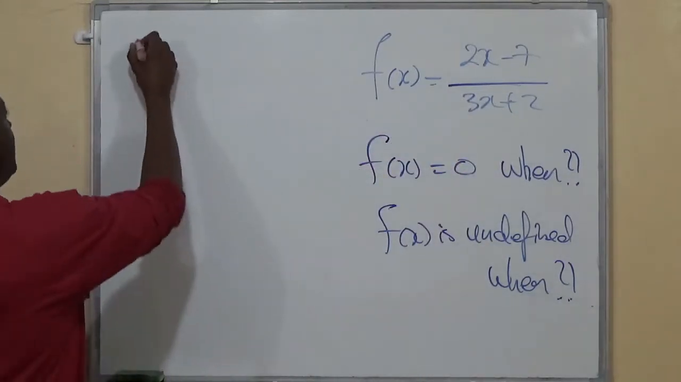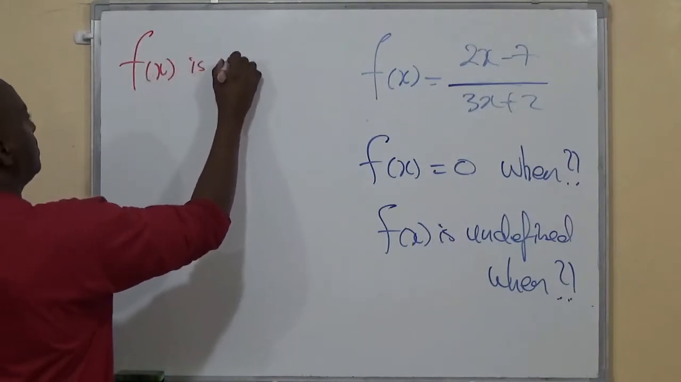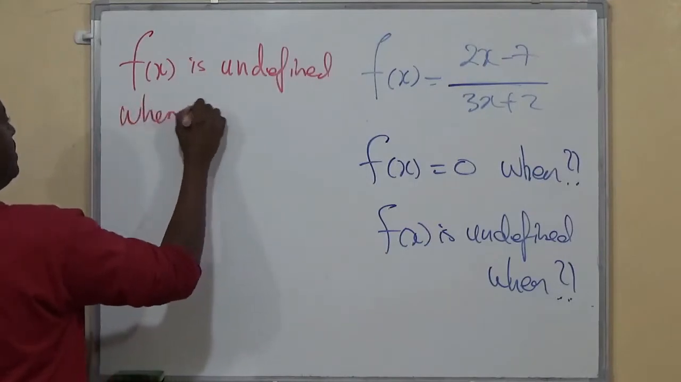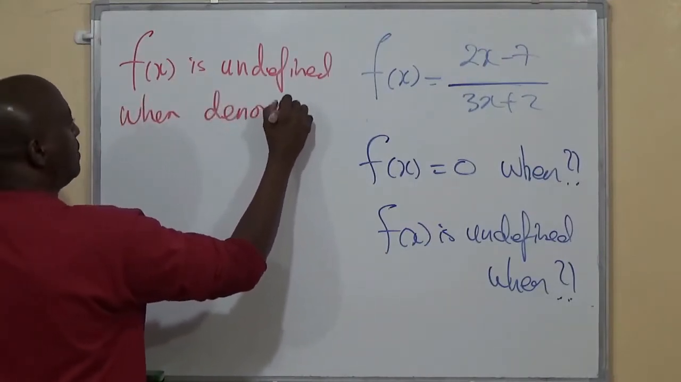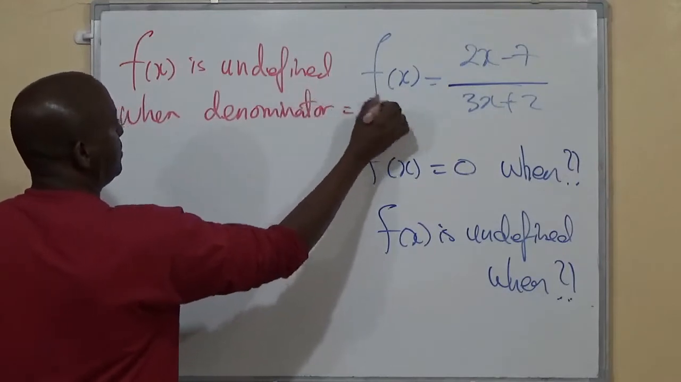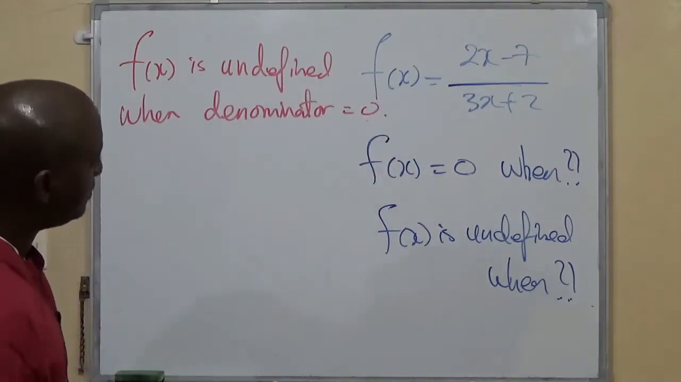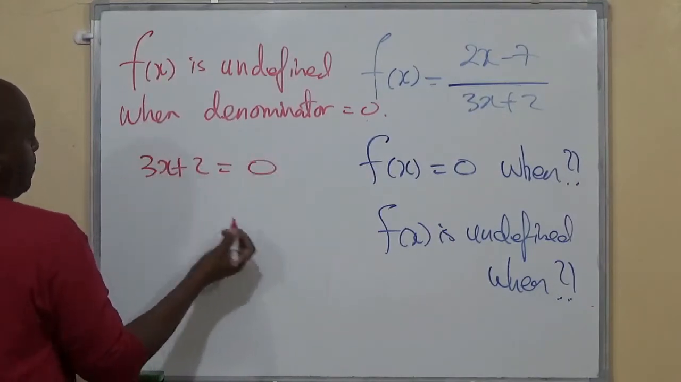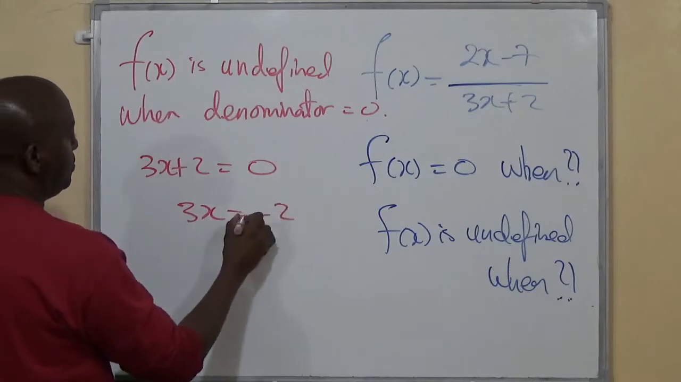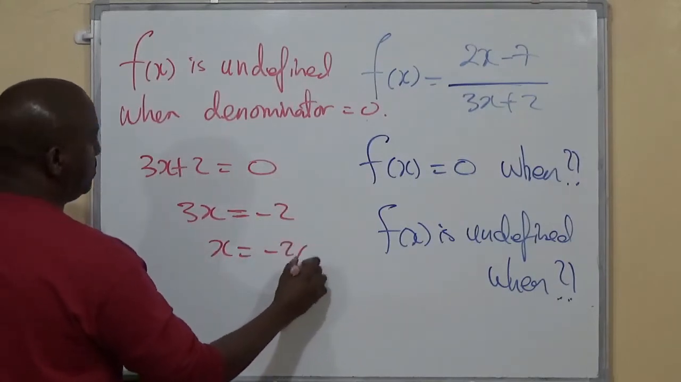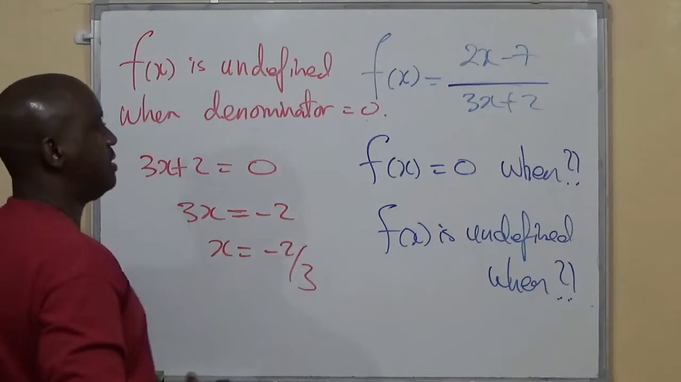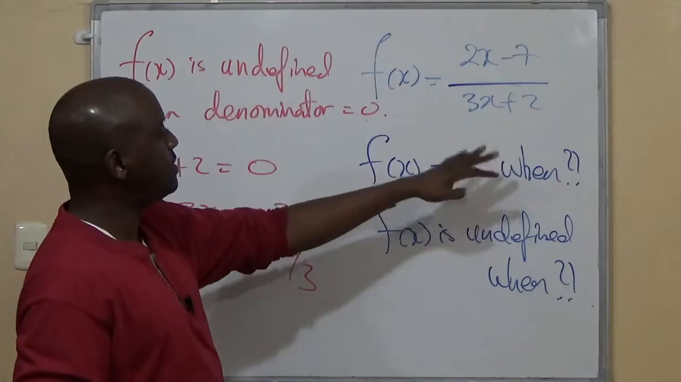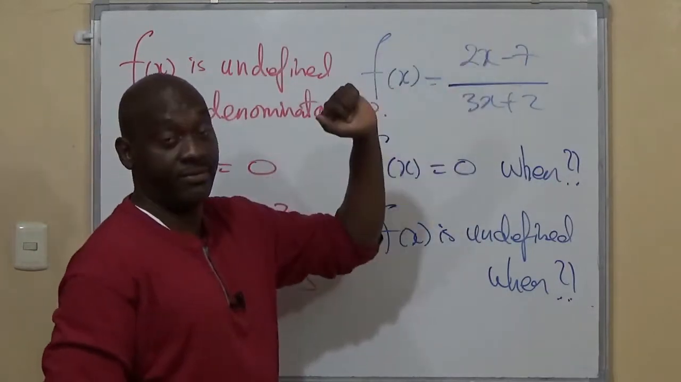So you say that f of x is undefined when the denominator is equal to 0. And if the denominator is equal to 0, it means then that 3x plus 2 is equal to 0, in which case 3x is equal to minus 2, and x is equal to minus 2 over 3. So this function is undefined for x equals minus 2 over 3. This same function is equal to 0 for x equals 7 over 2.